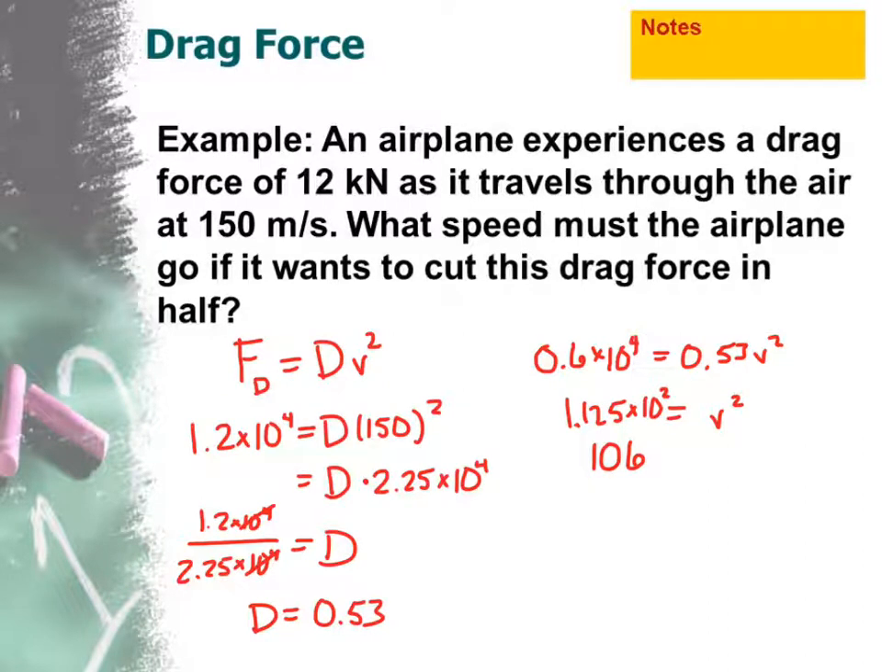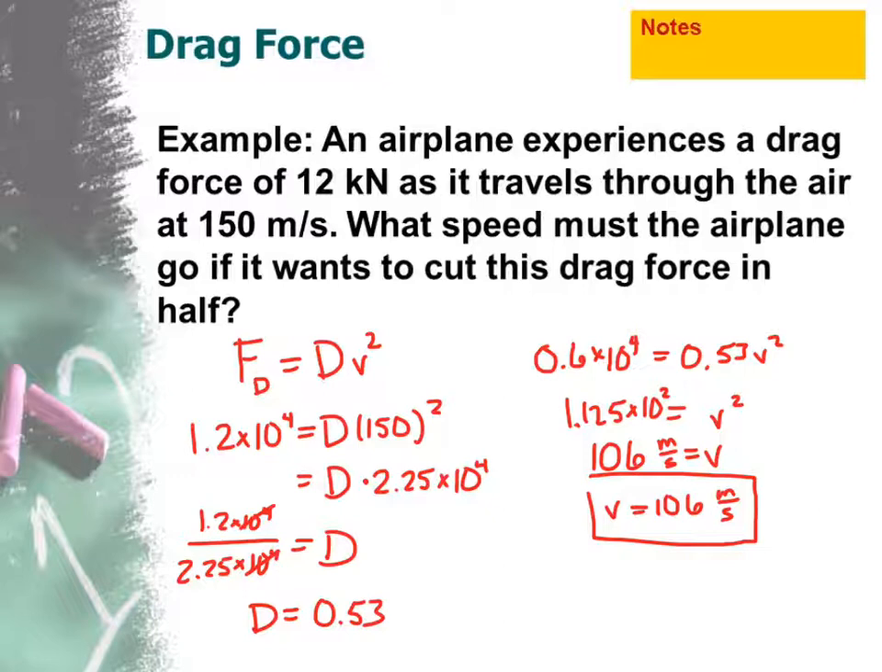Let me put some units on that. So V equals 106 meters per second. All right, and that's the velocity that I came up with. So in order to cut this drag force in half, this person has to travel at a speed of 106 meters per second in their airplane.